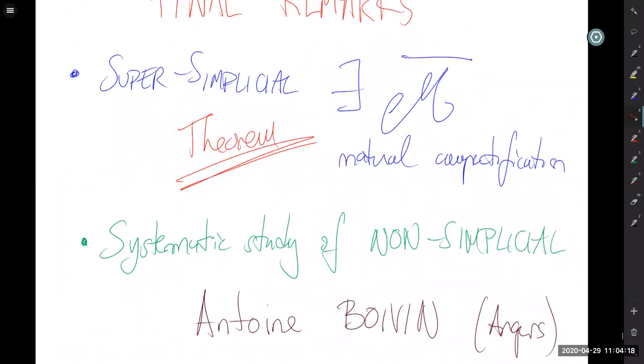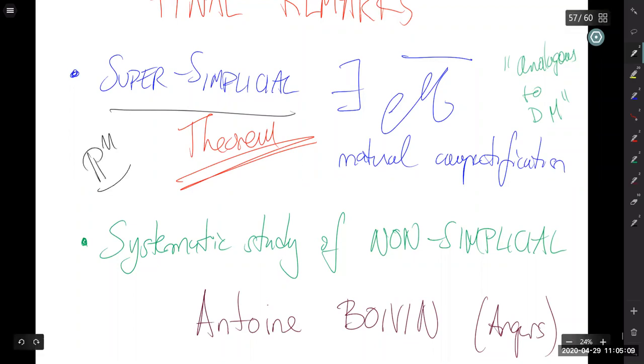In the super simplicial case, recently, and this is not in the paper, this is the next paper, we have been able to prove that there exists a natural compactification analogous to the Deligne-Mumford compactification for M_{g,n}. But we need all the boundary components of the moduli space to always land in the simplicial case. That's why I call it the super simplicial case. That's more or less what it means, that we never go out of the simplicial case. And then we can produce this natural compactification.